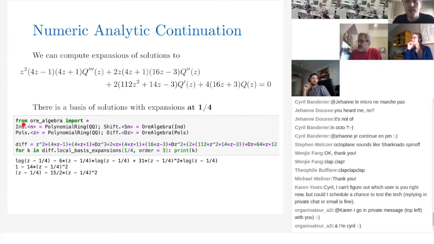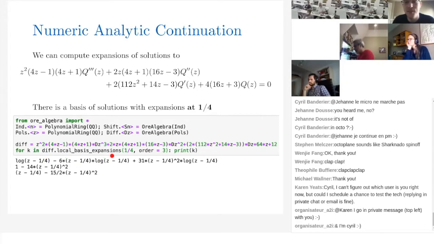And so you import the package, you define the rings that you're working over. Actually, I don't even need this first line here. This is developing recurrences. I'm only using the differential part here. I enter the differential equation, and I ask for a local basis.